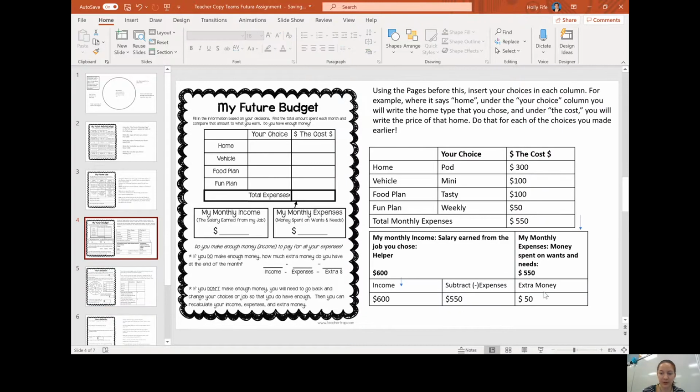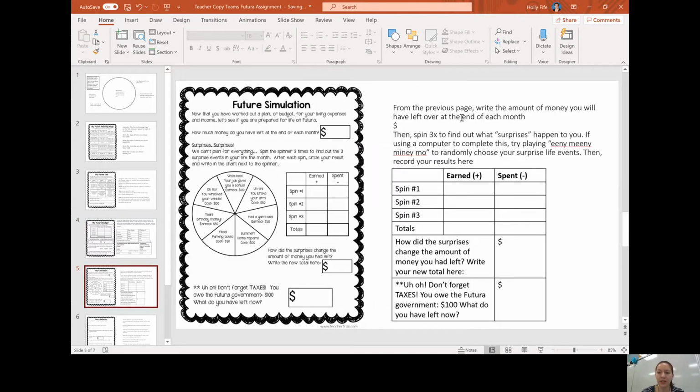See at the end, I'm going to move this over here. At the end, it says my expenses I have left, my extra money at the end of the month was $50. So I'm going to go over here. It said from the previous page, write your number. I have $50 left at the end of the month. So this is where it gets a little tricky.